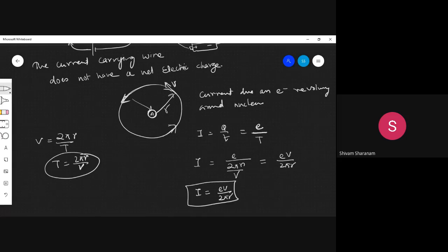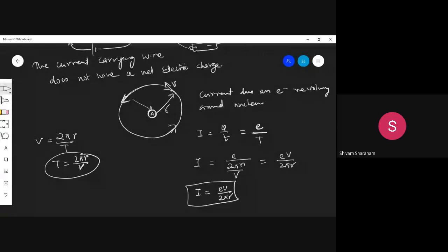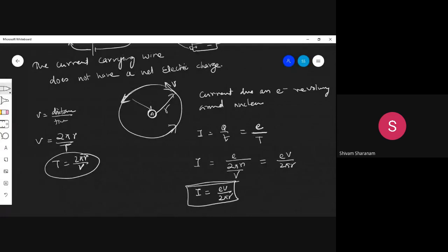So each atom, that is actually d by t, or 2 pi r only. Arre bhai, ye distance, speed is equal to distance upon time na. Yes, sir. So total distance, how much will it cover in one cycle? Tell me. 2 pi r na? Yes, sir. And how much time will it take? Equal to the time period T. So that is your time period. So you will put it here, and that will be the current due to a single electron revolving around the nucleus. Is that clear?